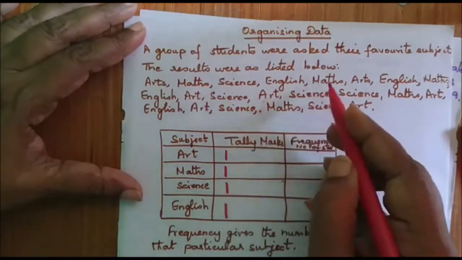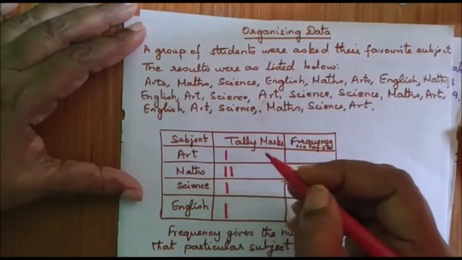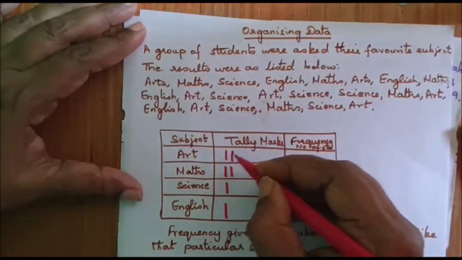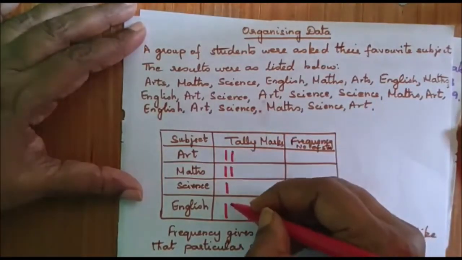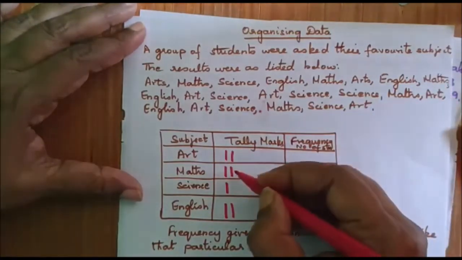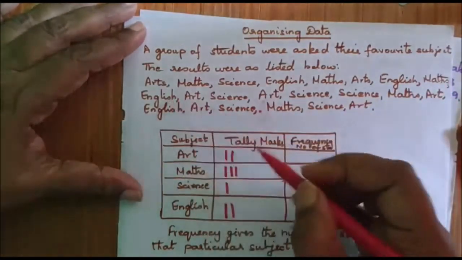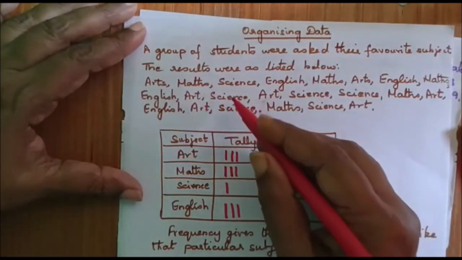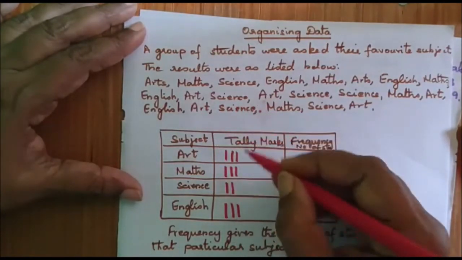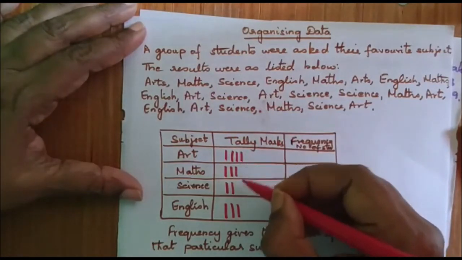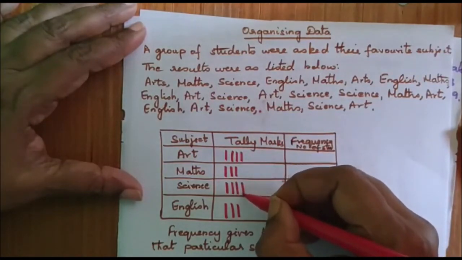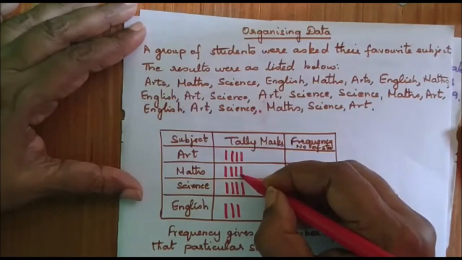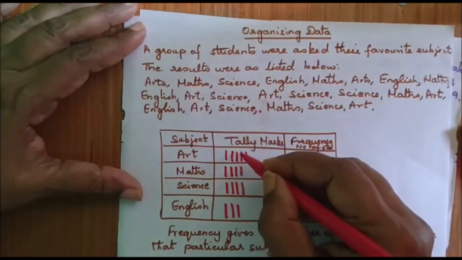The next is another maths, so one more tally mark for maths. Another arts, so one more. Then English, I draw a line against English. Once again it is maths. Then it is English, so I draw a tally mark against English. Then it is art, science. Then it is art. Then it is science. Again science. Then it is maths. Then it is art. Art, it is the fifth time.